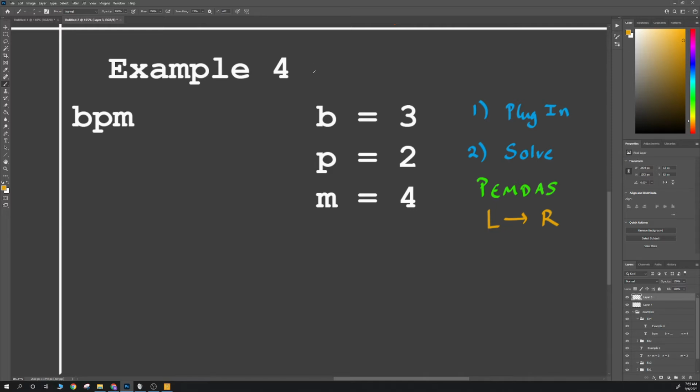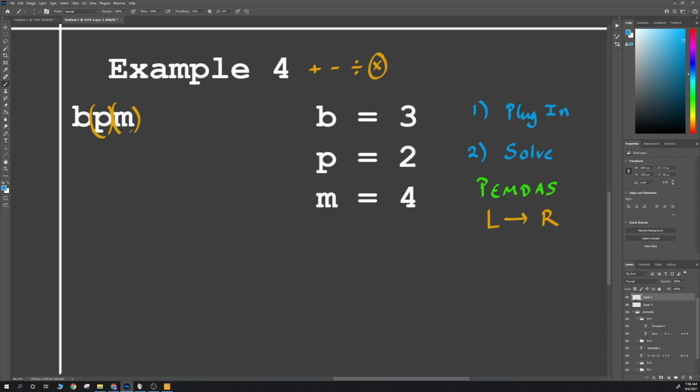Notice I don't have any addition signs, subtraction signs, division signs, or multiplication signs. I don't have anything in there. I've just got 3 letters, B, P, M, right next to each other. And maybe you remember from our last video, if I don't have any sign, it's multiplication. So this is going to be B times P times M. All right? So keep that in mind while you pause the video and try and plug this in on your own.